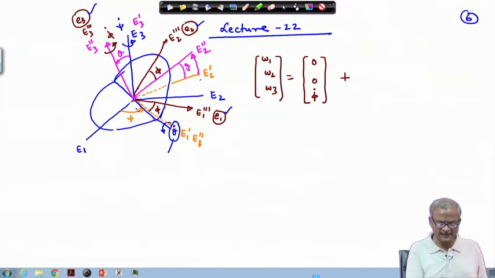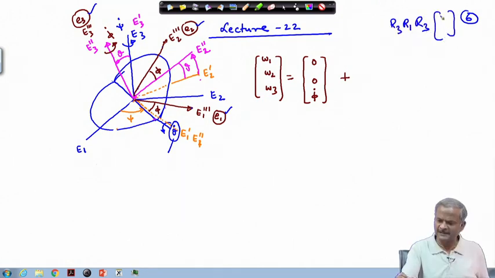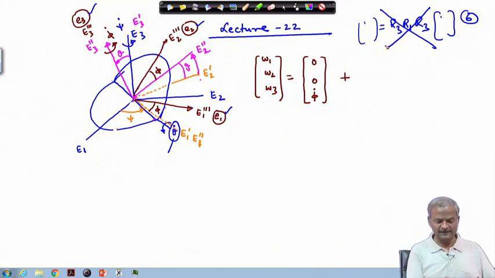Had they been perpendicular to each other, it would have been direct, like what we have done earlier. We could have directly written R 3 and here psi dot, theta dot, phi dot, and we would have got the final omega 1, omega 2, omega 3. But in this case, this is not valid, because these are not perpendicular to each other, and this rotation rule R 1, R 3, R 1, R 3 you are applying pertains to the orthogonal rotation.